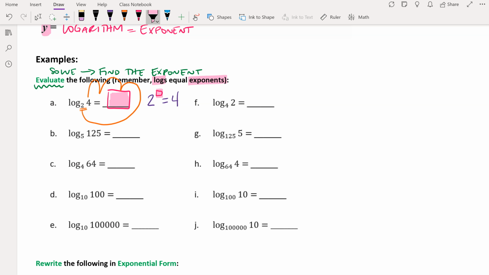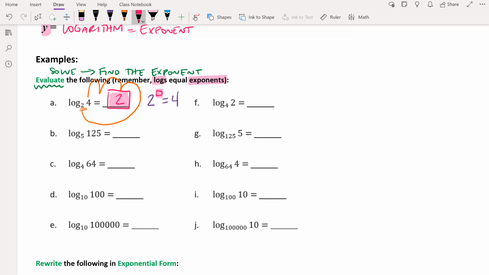That's going to be what the log equals. The log is going to equal the exponent that goes in that box. So, what exponent goes in that box? 2 to the 2, right? This has to be 2 squared. 2 squared equals 4. So, we're going to put a square in our answer box right here. The exponent that we need is the log. The log equals the exponent.